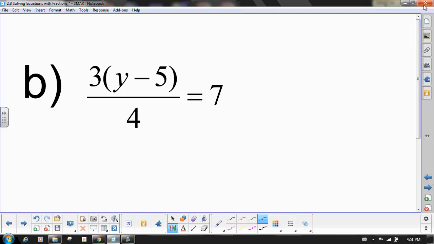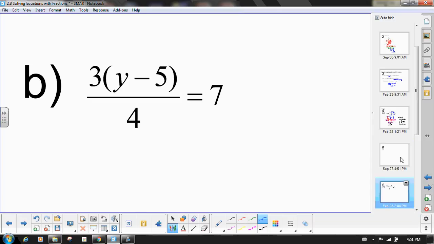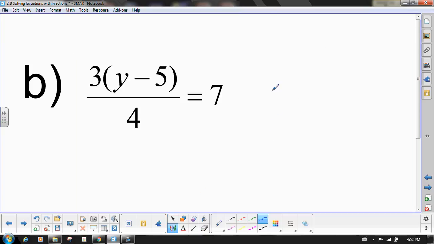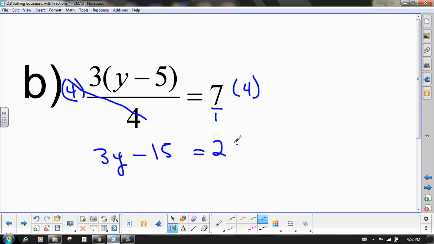All right, so here's our example. I'm just going to check something. Okay, so there's an extra slide in here. I'm just going to delete that. All right, so now in this example, it looks very similar to what we've been doing. However, we have a 4 on this side and a 7 on this side. Now in this example, because this 4 is all on its own and we have a single term on each side, I can multiply both sides by 4 easily. So I have a 4 here, and I have a 4 here. These 4's go away, so I'm left with 3y minus 15 equals 28.